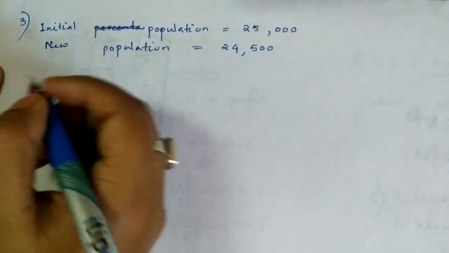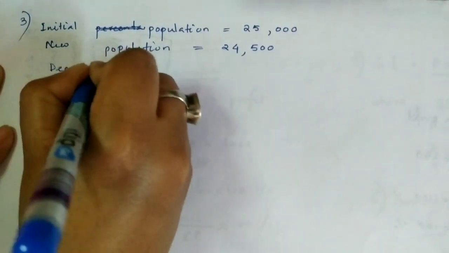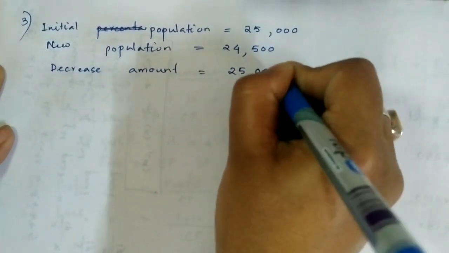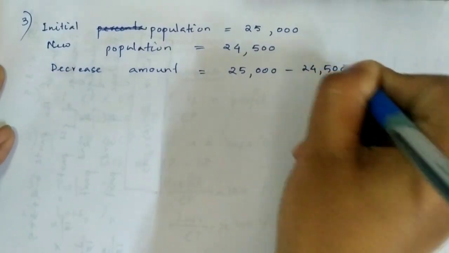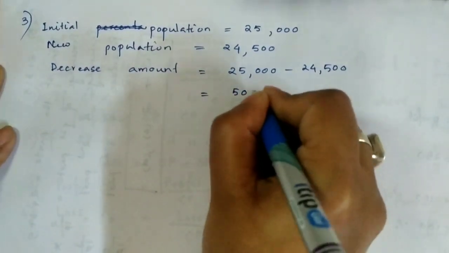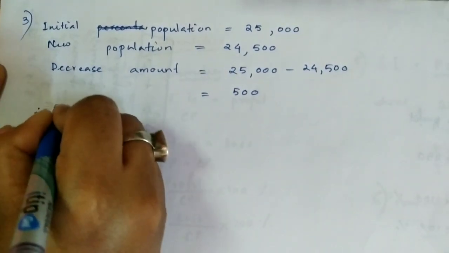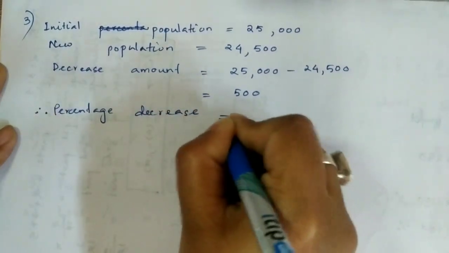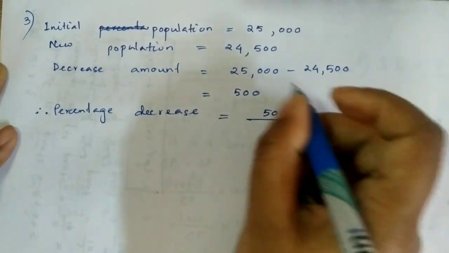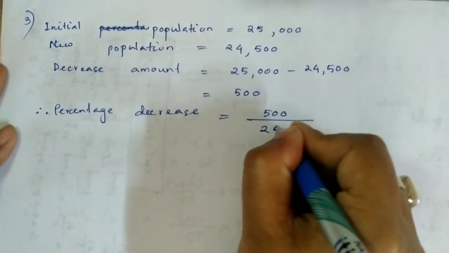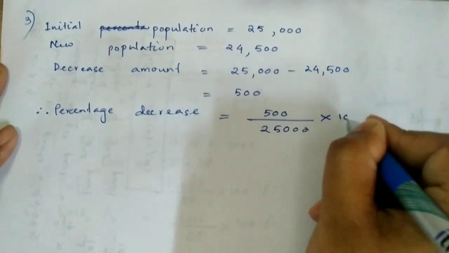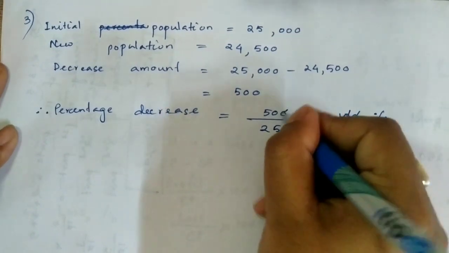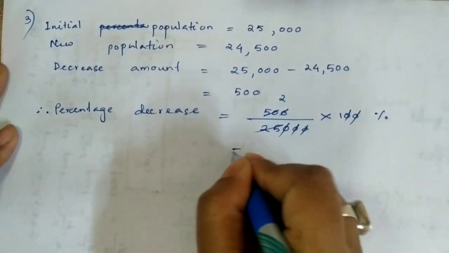So before finding the decrease percentage, we have to find out the decrease amount. Decrease amount is equal to, you subtract them, 25,000 minus 24,500. Okay, when you subtract them, you'll get what? 500. So therefore, percentage decrease will be equal to the decrease amount by the initial population, that is 25,000. Okay, always the initial, into 100%. So let's see, cancel the zeros, 25 2s, so 2%.